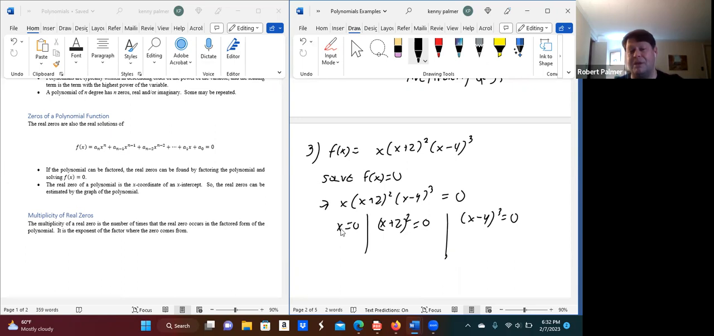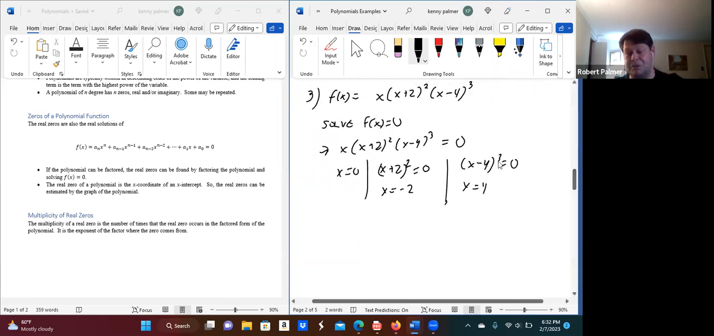Now here, I think it's clear to see what makes each one 0. This is already solved. 0 will make this one 0. If you plug in 0 for x, because this factor is 0, it makes the whole side 0 and makes this a true statement. Now here, what number will make this 0? If x is negative 2, that will make this true, right? And over here, if x is positive 4, plug in 4, 4 minus 4 is 0. Okay, so those are our zeros.